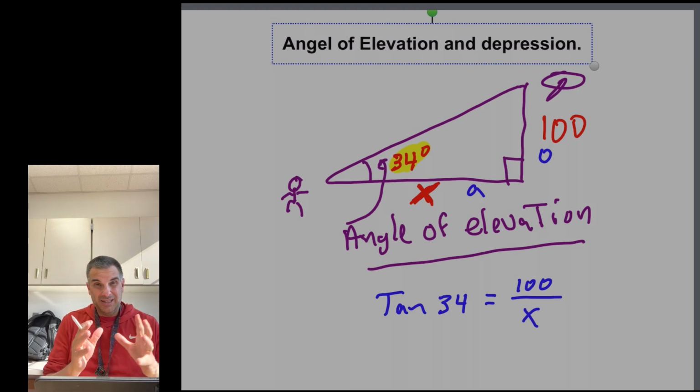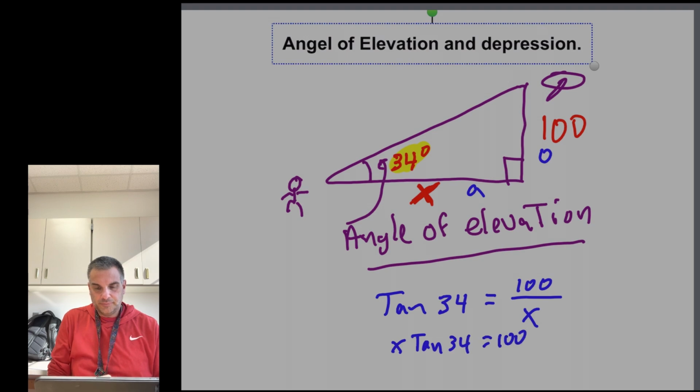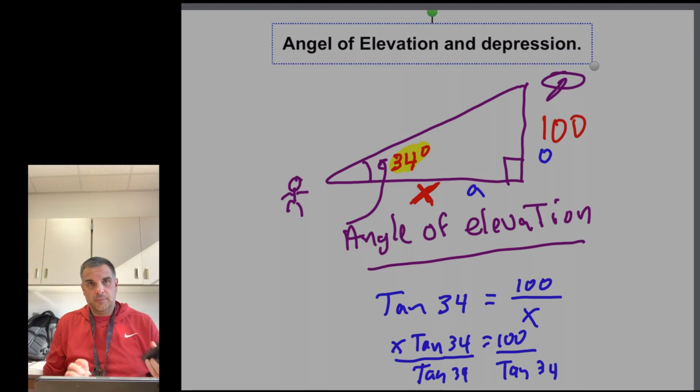Remember when we did this in the last lesson, if that x was on the bottom, we multiplied both sides by x. So that was x tangent of 34 equals 100. Divide both sides by the tangent of 34, and you're going to find out how far you are from your object.